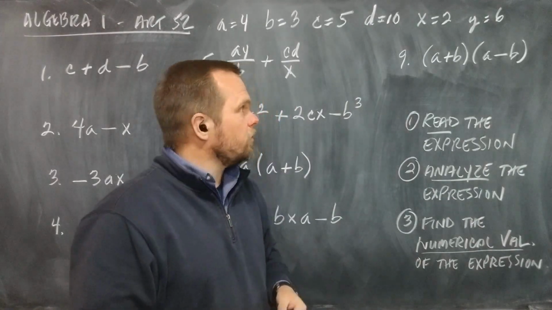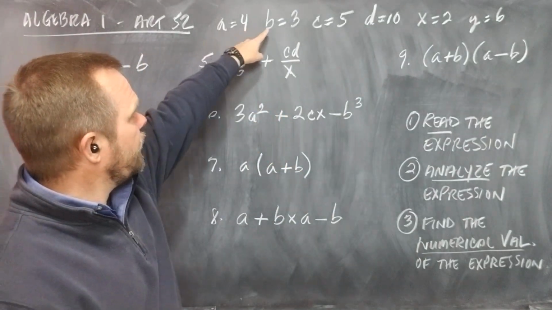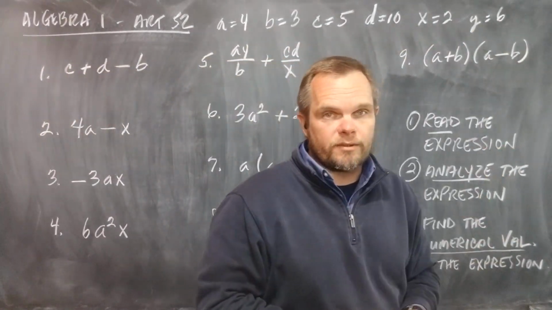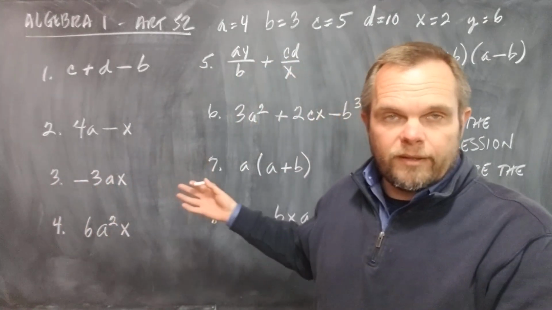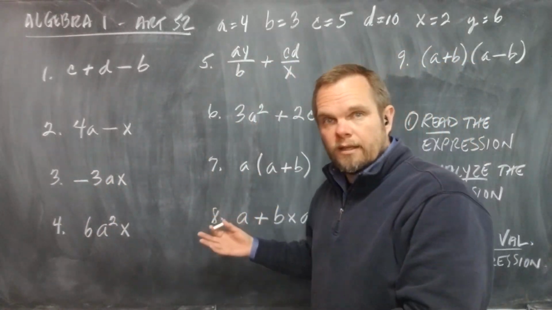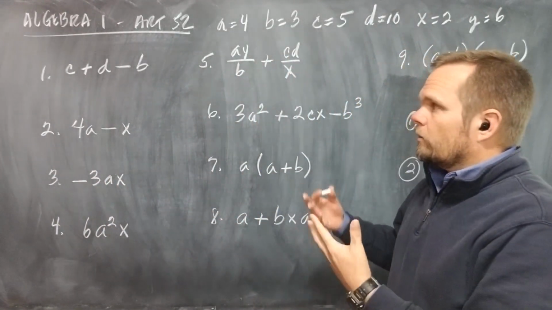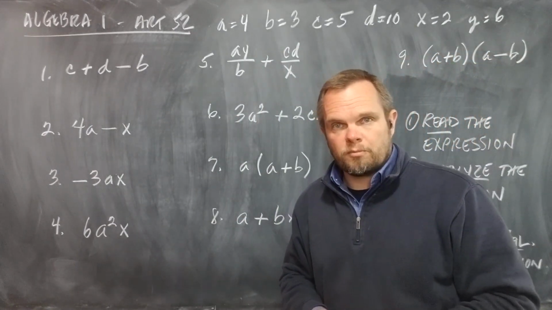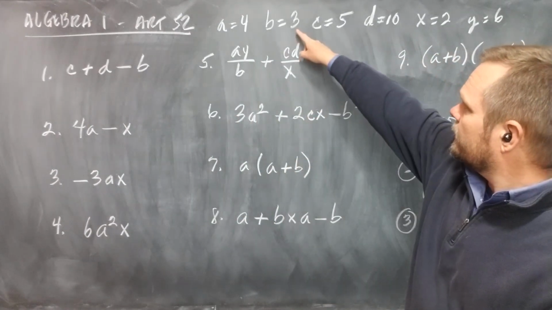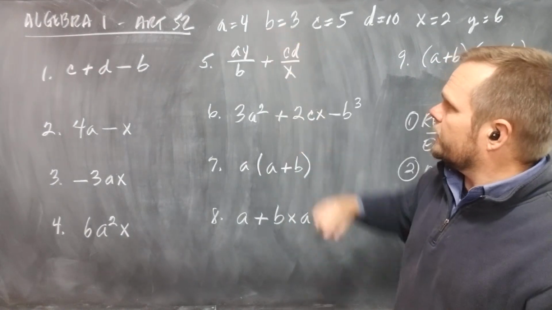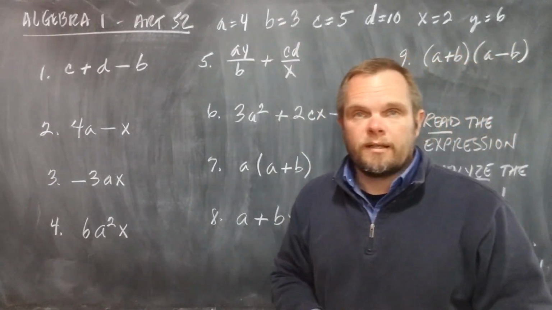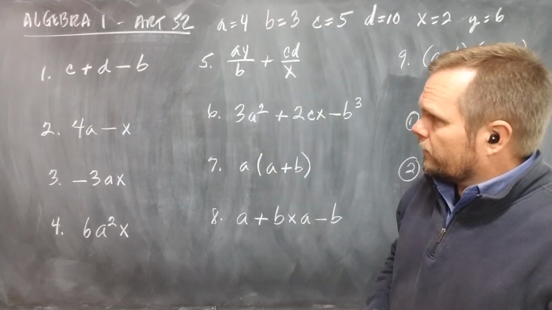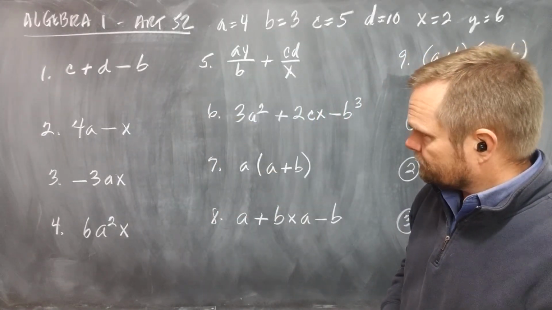In the textbook, we're given numerical values for each of the letters that are used in these exercises. Once we've read the expression and analyzed the expression, we're then going to find the numerical value of the expression by plugging in these numbers for the letters given to us in the exercises. Okay, so let's get started with number 1.